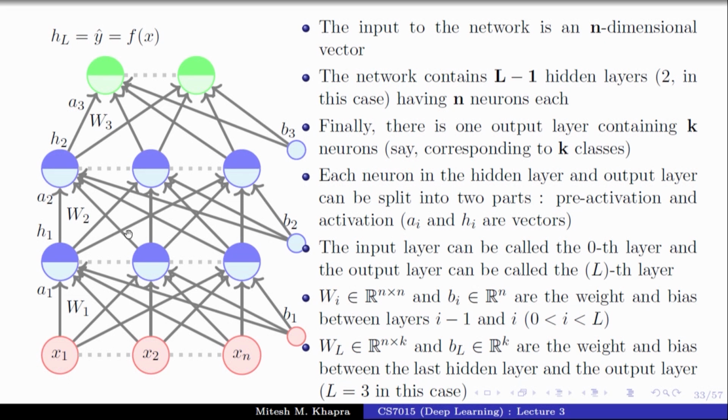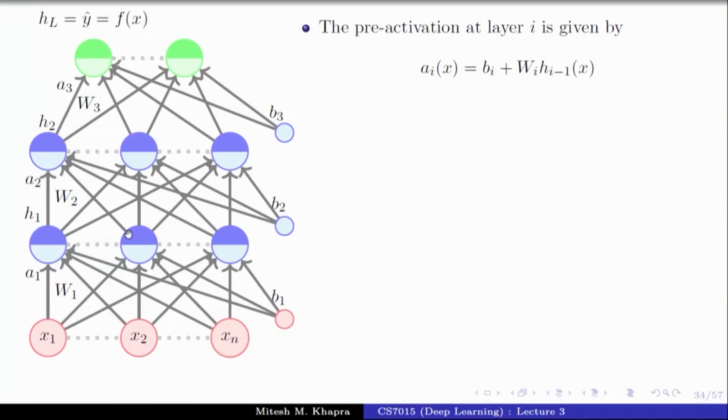Now I've not told you how to compute these HIs and AIs. What I've given you is just a schematic. I've just given you a diagram, but I've not told you how these W's and X's and B's interact with each other to finally give you the output. Okay, so let's look at that. So each of these AIs is actually given by the following formula: BI plus WI into HI minus 1. What does that mean?